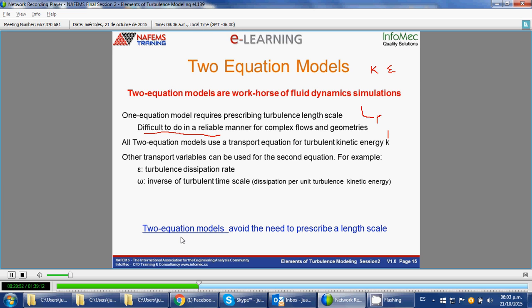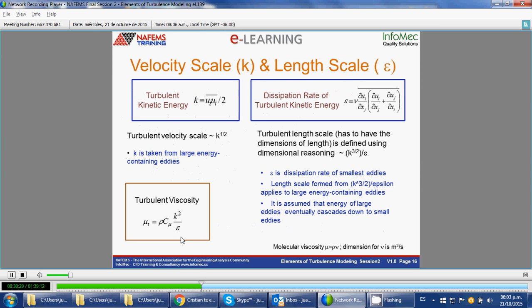Sometimes this epsilon is replaced by omega, which is inverse turbulence time scale. I'll talk about that a little bit later on. That's basically epsilon over k. That's your omega. There are many different kinds of these, and it was built in order to not have to deal with length scale. But it poses its own problem.